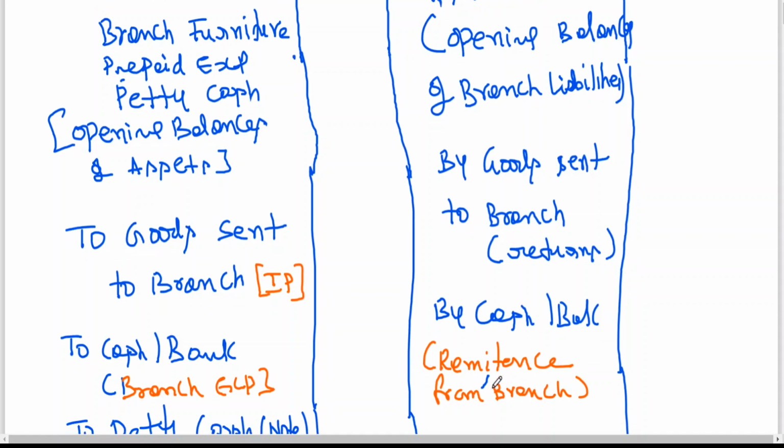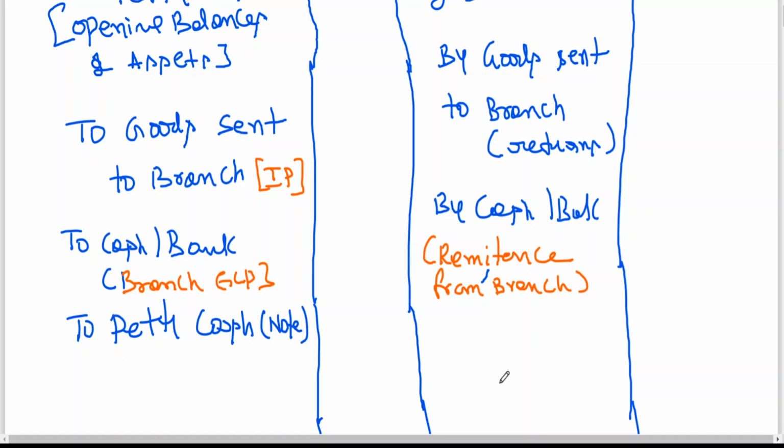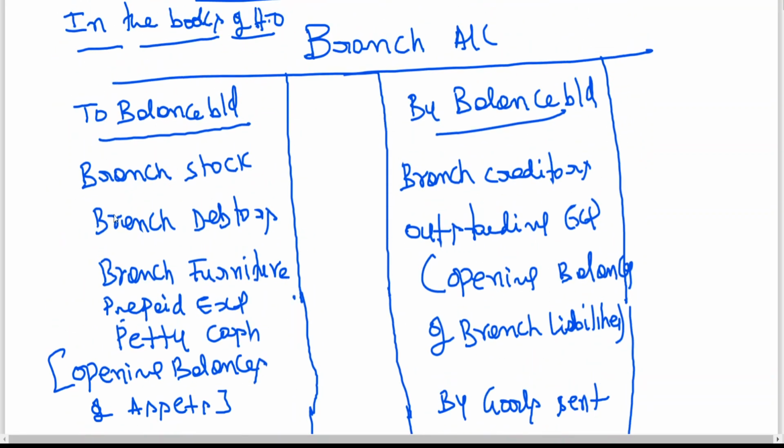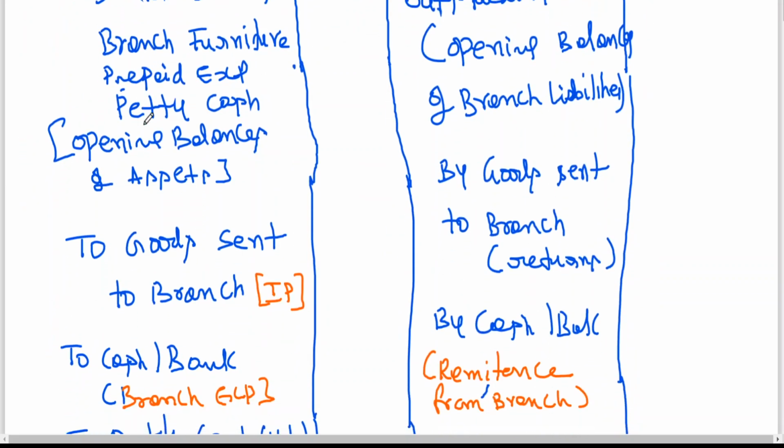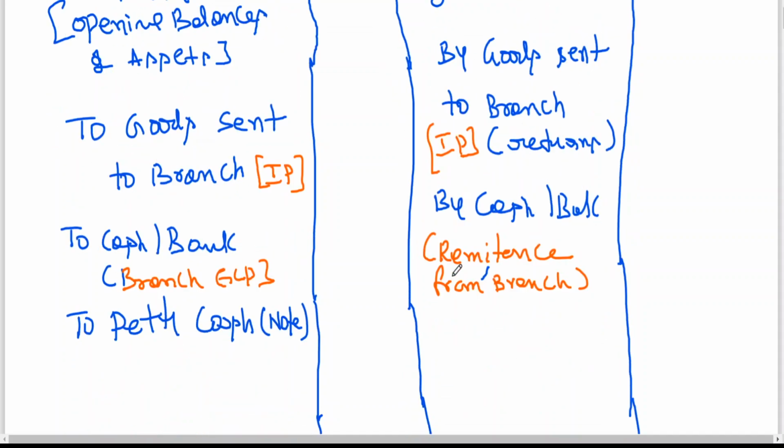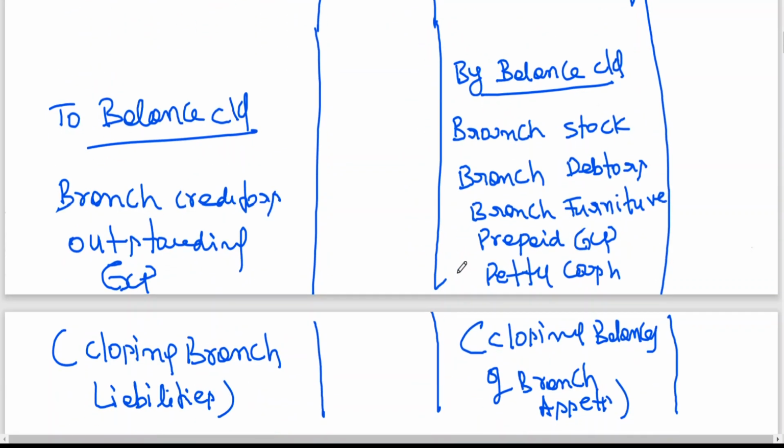Then comes the loading effect. I told you when they are sending the goods, this can be at invoice price. Opening stock can be at invoice price. Goods sent to branch can be at invoice price. Goods returned by branch is also at invoice price. We'll also have closing stock at invoice price. So please remember where you will have invoice price: opening stock, closing stock, goods sent to branch, goods returned by branch.